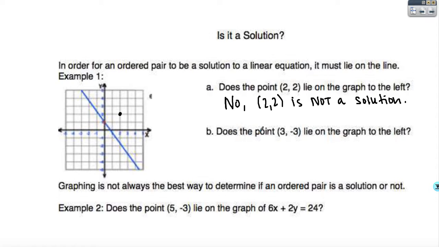B says, does the point (3, -3) lie on the graph to the left? So I would go find the coordinate (3, -3), and see if it's on my blue line. That point does lie on the blue line. So (3, -3) is a solution.